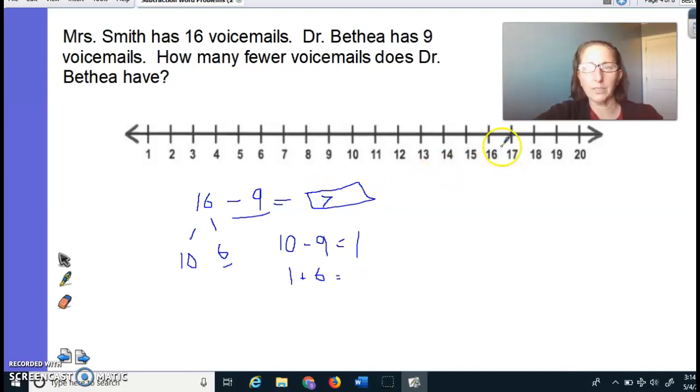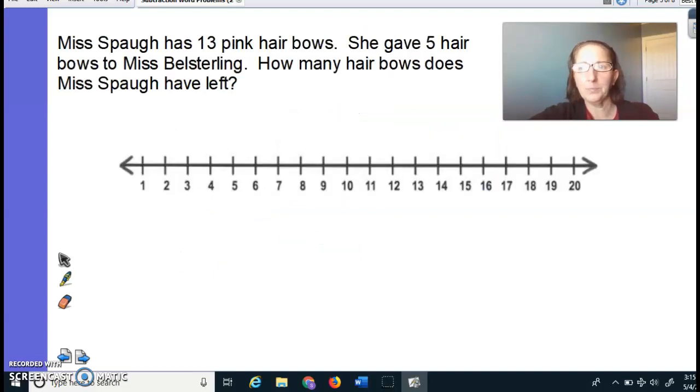To check our work, let's just start on 16 and we'll count back 9. Ready? 1, 2, 3, 4, 5, 6, 7, 8, 9. And we came up with that answer of 7. Good job. Let's take a look at the next one.